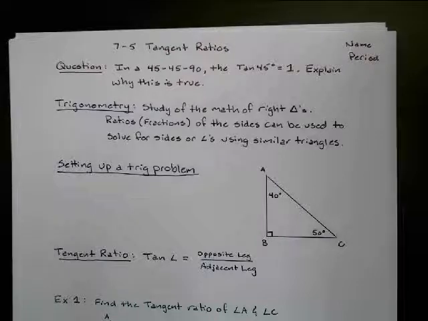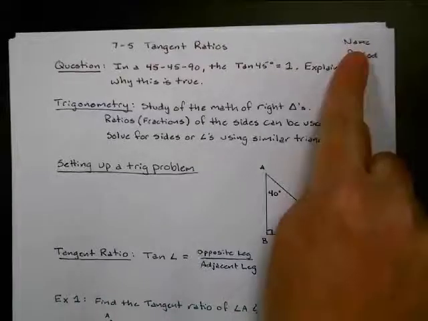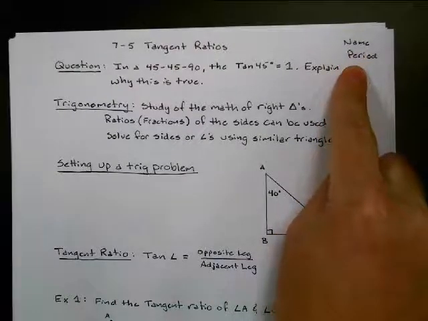All right, Math 2, here we go. We've got 7-5 tangent ratios. Make sure you put your name and your period on your paper.